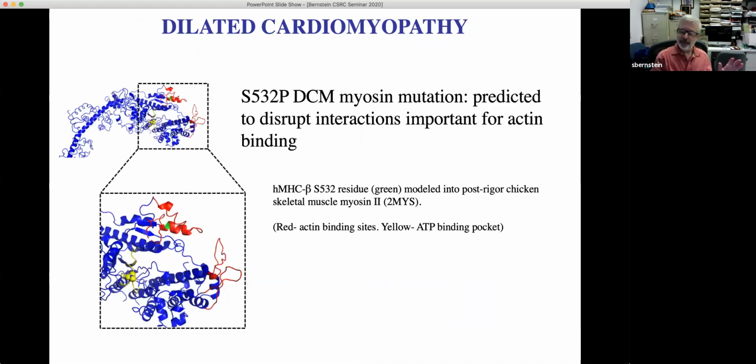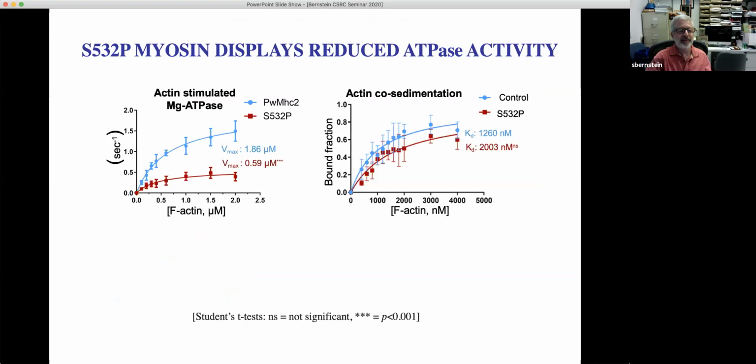Okay, so that was the hypertrophic cardiomyopathy story. The dilated cardiomyopathy story, Adriana just defended her thesis, her dissertation, on this. The mutation we studied was S532P. It's in the location where it interacts, or is thought to interact, with actin. So it's supposedly at the actin binding site.